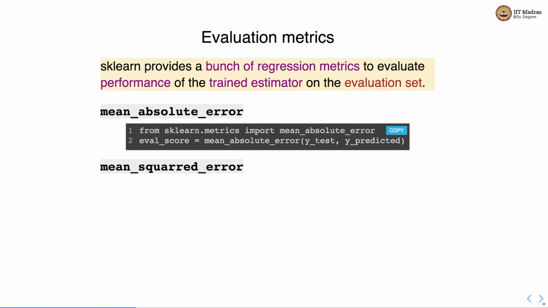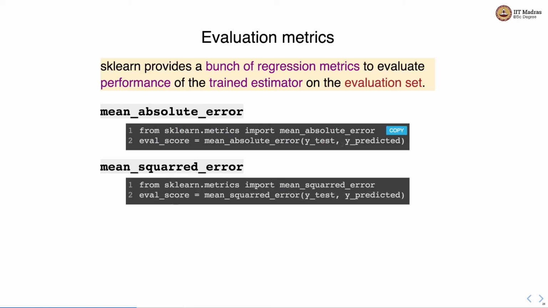In a similar manner, we have mean squared error, which is again implemented as part of the sklearn.metrics package. And we calculate this mean squared error exactly like mean absolute error, where we supply the actual labels and the predicted labels. So you can see that all these metrics need two arguments. One is the actual label and second is the predicted label. And then that particular metric is applied on the supplied arguments, and we get the evaluation score.